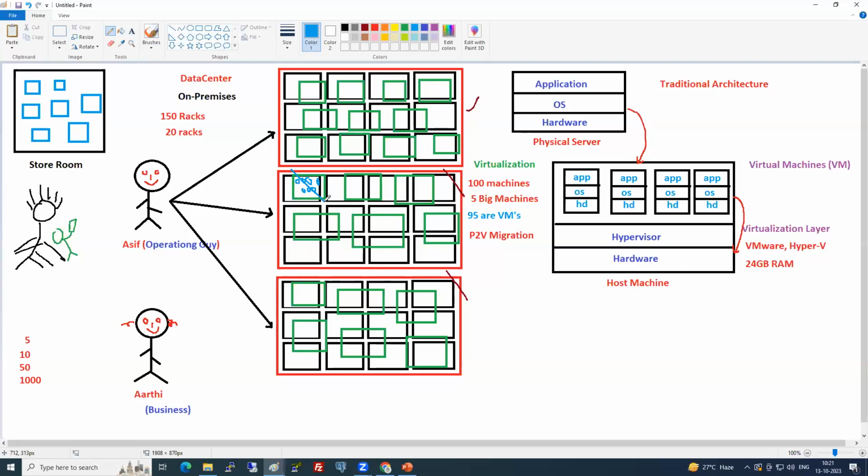Now, finally, guys, listen to this carefully. Aarti called Asif, and she said, hey, Asif, we are getting a 100 billion project. Hello? Hello, Asif? Asif, you there? Aarti, I am resigning from the company.